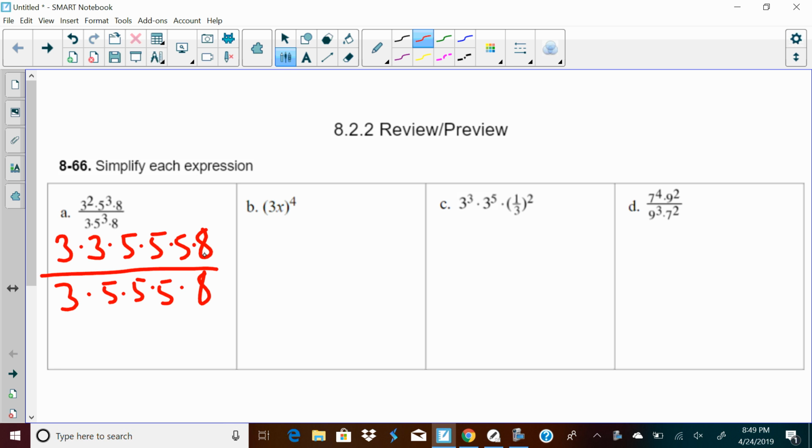So I'm going to switch colors. I can cross out a 3 and a 3, the 5s, and an 8 and an 8. So the final answer was just 3.